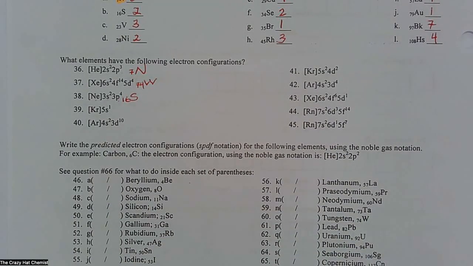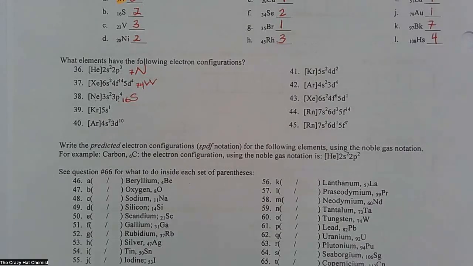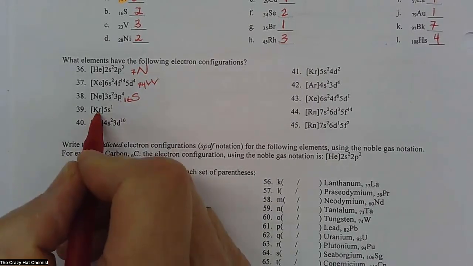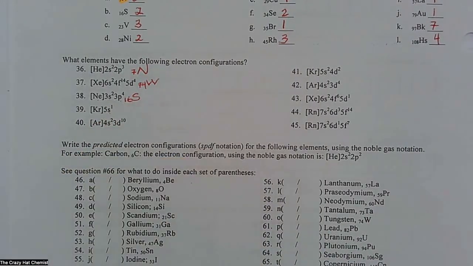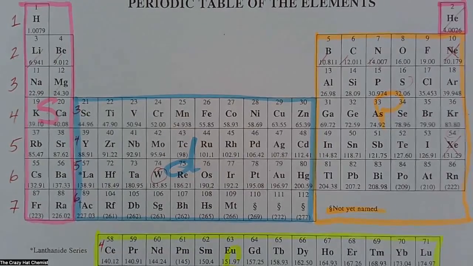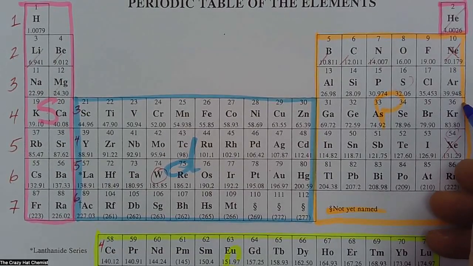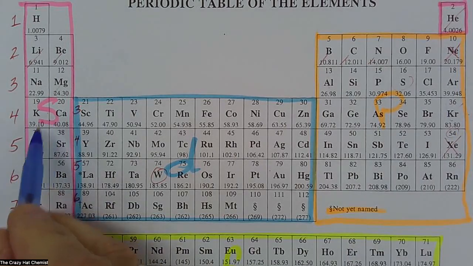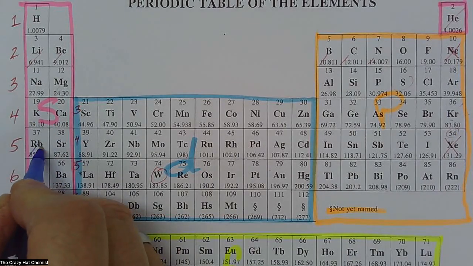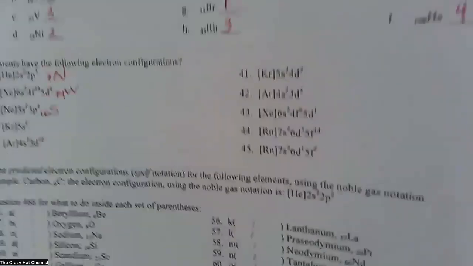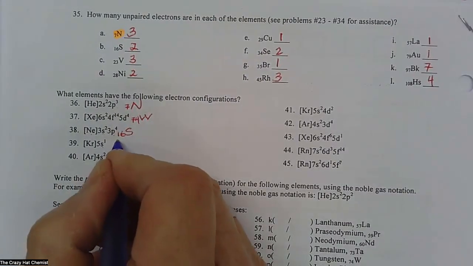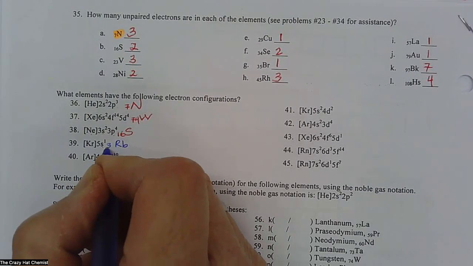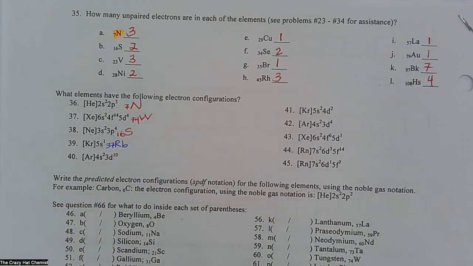All right, we're going to do our next one, number 39, in just a second. So let's carry on here for problem number 39. That's krypton and a 5s1. So let's figure out where that is. That is krypton right here. That's 36. And then it is a 5s and a 1. Boom, that's rubidium. That's element number 37. So Rb, number 37. All right, fantastic.